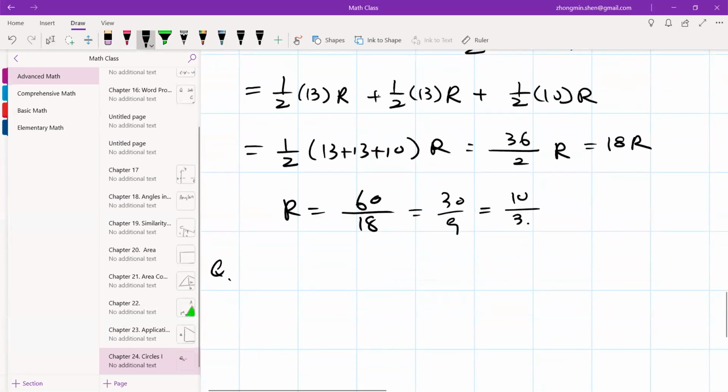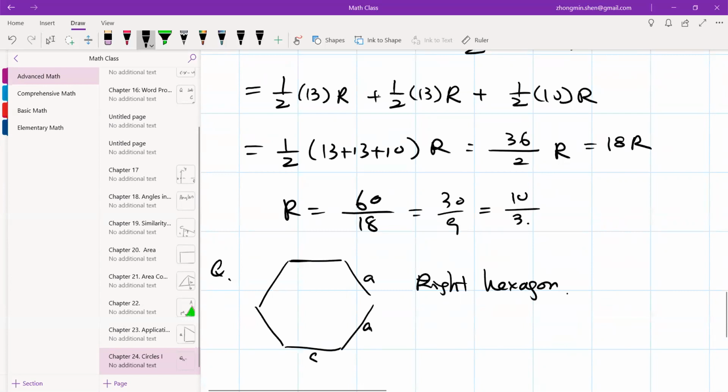My next question is, I have a regular hexagon. As this is a regular hexagon, and the circle is inscribed in the regular hexagon. Okay? So the circle has a radius r. Find the ratio of the radius r and A.